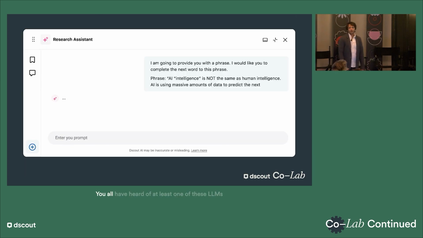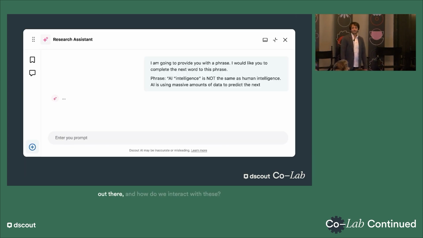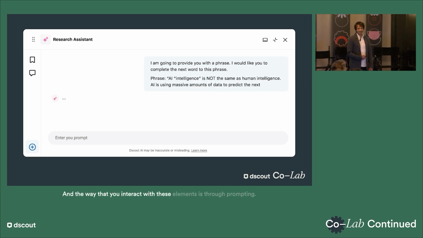You all have heard of at least one of these LLMs out there. And how do we interact with these? We provide some text input, and we expect some text output. This is where I'm going to introduce the first term today. And the way that you interact with these LLMs is through prompting. Everyone's familiar with prompting here.